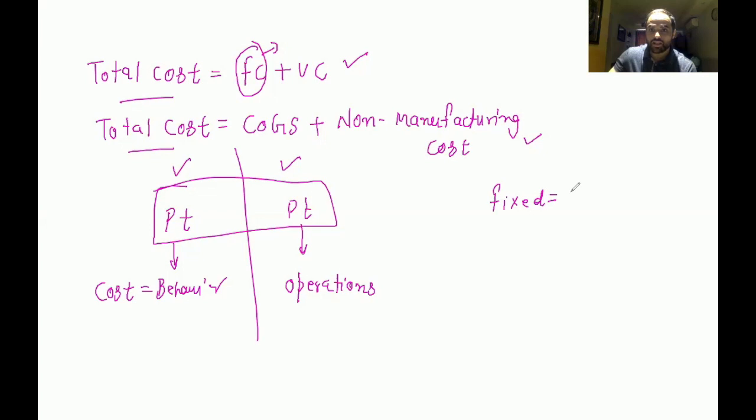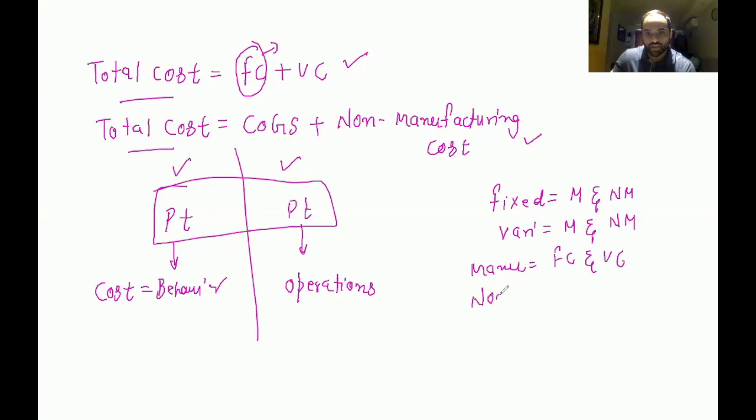So now remember, fixed cost could be manufacturing and non-manufacturing. Variable could be manufacturing and non-manufacturing. Manufacturing could be fixed and variable, and non-manufacturing could be fixed and variable. It does not mean that all fixed cost is manufacturing. No, it could be manufacturing or non-manufacturing. For example, fixed manufacturing could be depreciation, rent, insurance. And fixed non-manufacturing: office depreciation, office rent, office insurance, office people's salary, because that is also fixed.